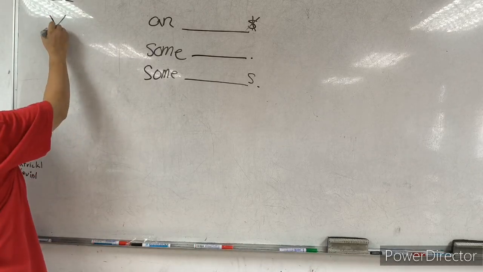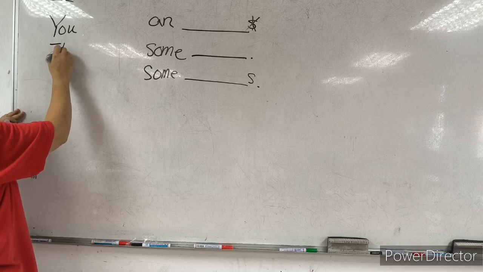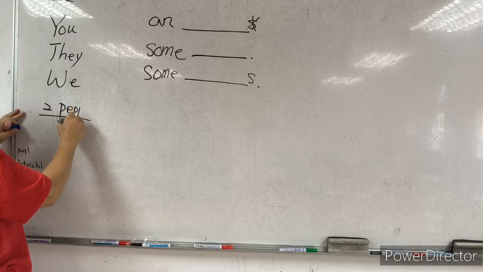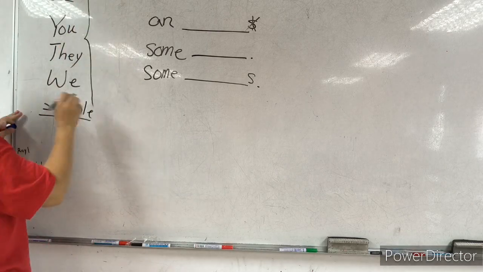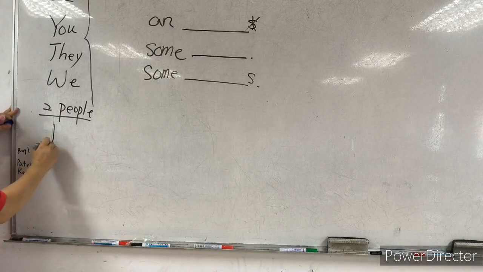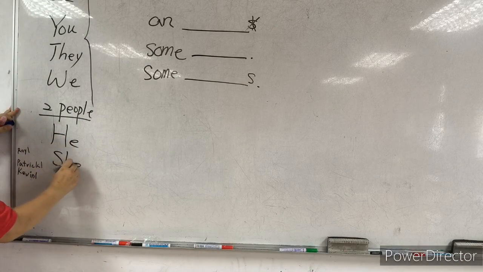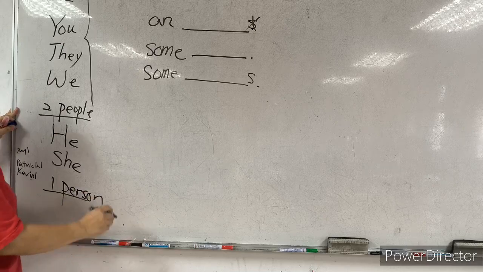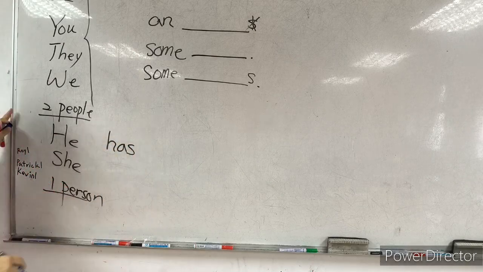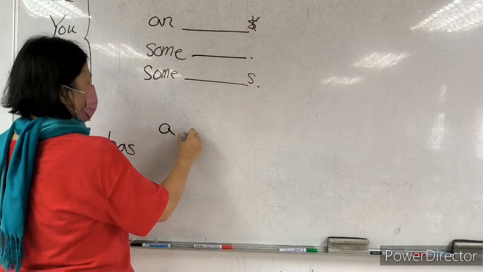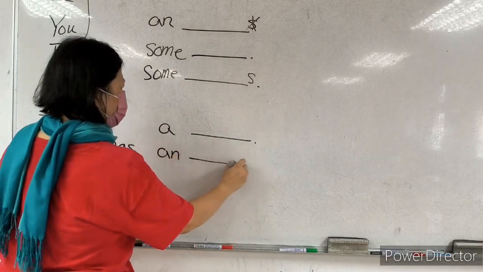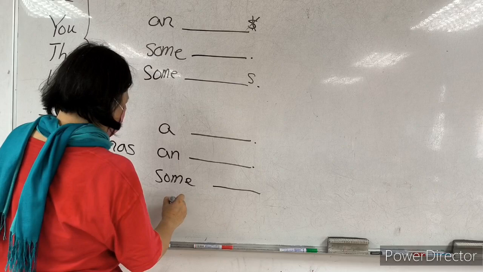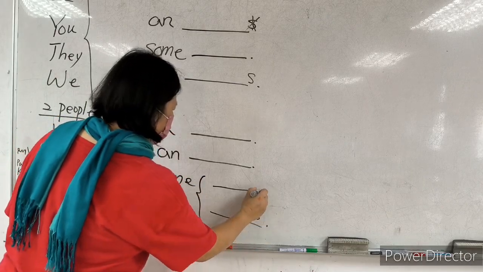Okay, I, you, they, we, two people. Right? They all have. He, she, or one person. One person. Okay, we say has. Okay, the same. Am, some, or some. You put S, right? Is that okay?